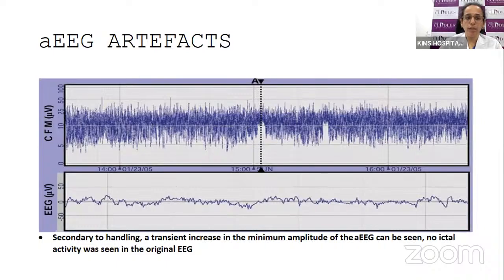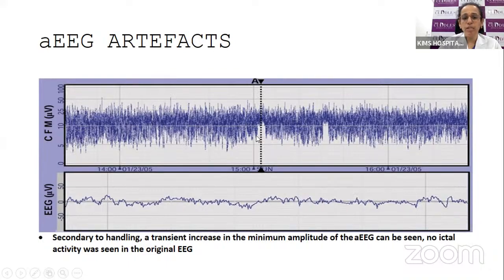So now I'll show this artifact on the amplitude integrated EEG, secondary to handling. In this EEG graph, otherwise you see that it is a continuous pattern of the EEG where the low voltage is always above the 5 microvolts amplitude. And there is the spindling of the activity also. It is not at all discontinuous.